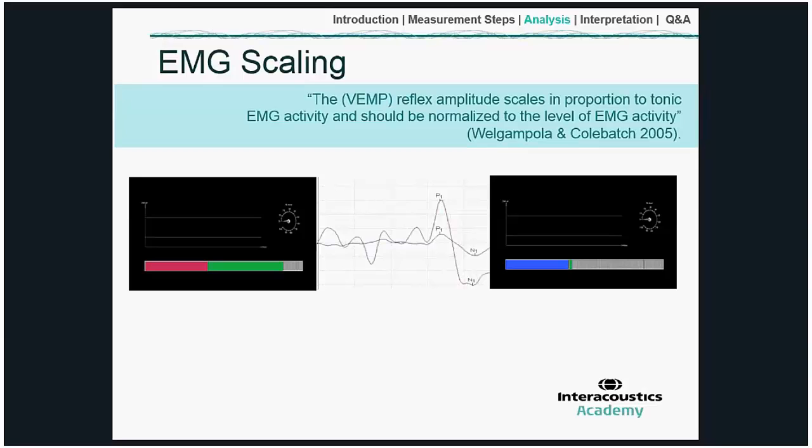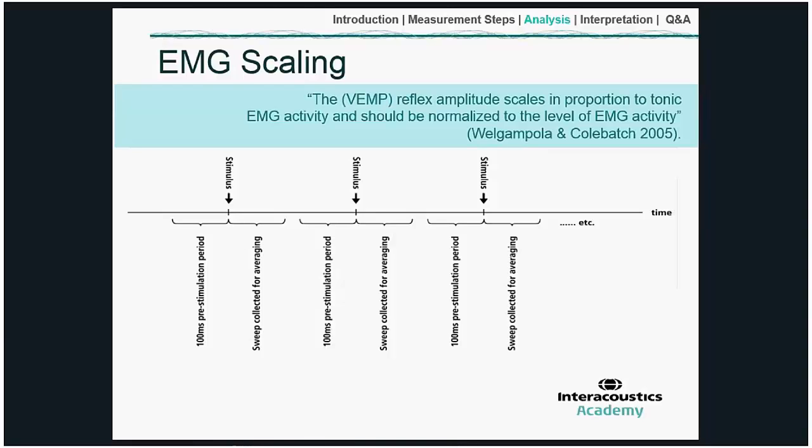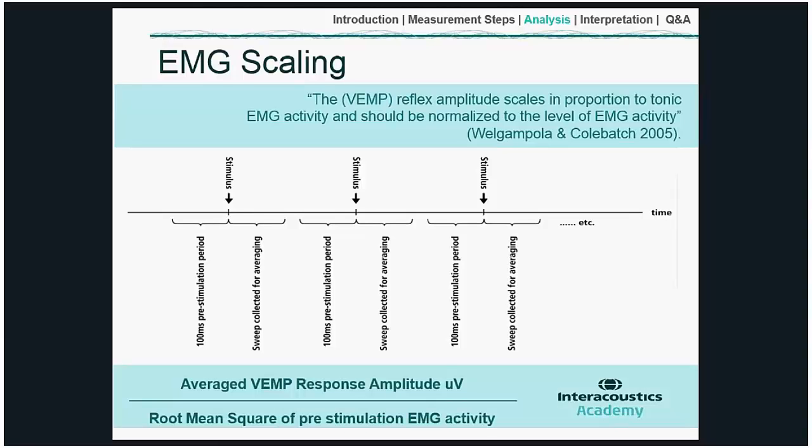So what we need to do is eliminate that ongoing EMG activity, and the way that we do that is to use a technique called EMG scaling. What EMG scaling does is it quite simply records before and after the stimulus. When the neck is contracted, before the stimulus is introduced, we record the EMG activity, and then after the stimulus has been introduced, we record the EMG activity and also the VEMP response. And you can apply this formula: you look at the averaged VEMP response over the root mean square of the pre-stimulation EMG activity. That will take away these asymmetries in EMG activity and therefore give you two VEMPs which are comparable.